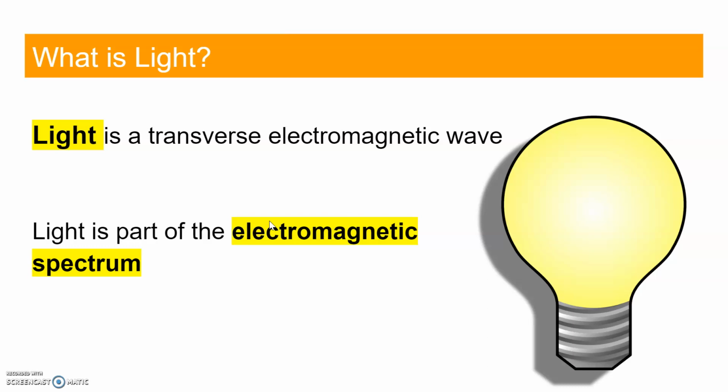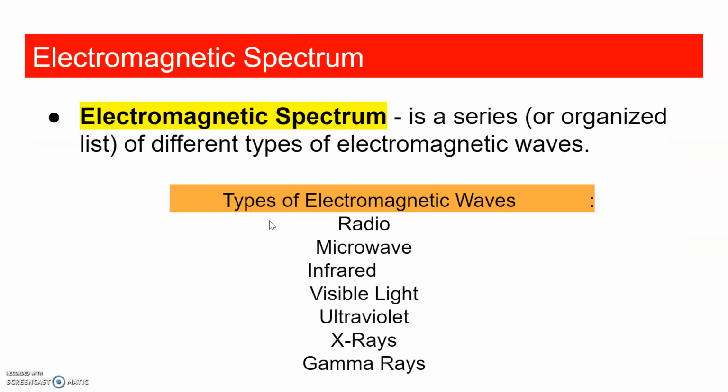So, what is light? Well, light is a transverse electromagnetic wave. Light is part of the electromagnetic spectrum. Transverse meaning that it propagates at right angles to the direction that it's moving. Well, what is the electromagnetic spectrum? Good question. That is a series of different types of electromagnetic waves.